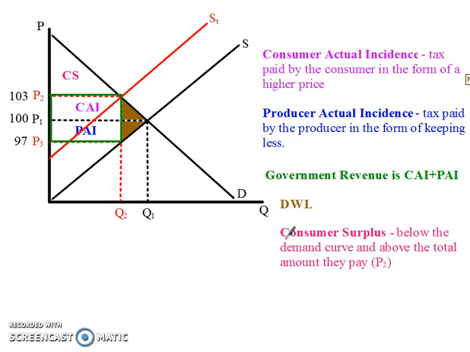We want to think about the consumer surplus. So the consumer surplus usually is going to be the area below the demand curve. If there was not a tax, it'd be the area below the demand curve and above the price. I talked about that on another video. It's the area below the demand curve and above the price that would be the consumer surplus.